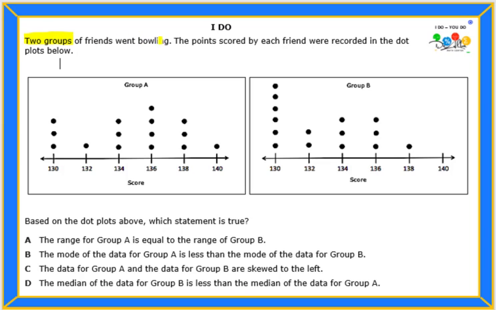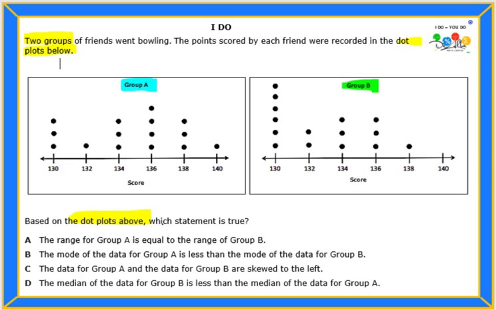Two groups of friends went bowling. The points scored by each friend were recorded in the dot plots below. So we have two groups. Our first group is group A, and then we also have group B. So based on the dot plots above, which statement is true?